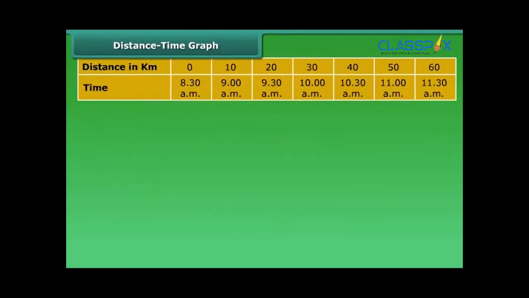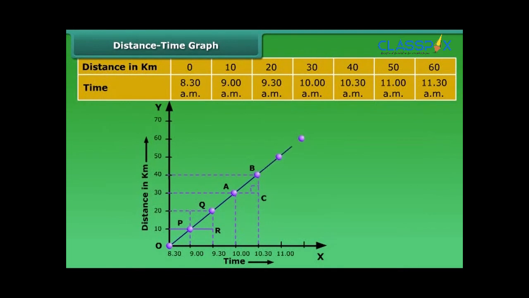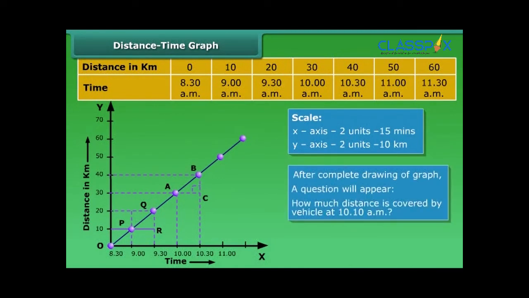Motion of objects can be presented in pictorial form with the help of a distance-time graph. For this purpose, first draw a horizontal line to represent the x-axis and a vertical line to represent the y-axis and mark them as OX and OY. Measure time along the x-axis and distance along the y-axis. Mark values for the time and the distance on the respective axes. Now plot the points on the graph paper, each point representing a specific combination of distance and time values.